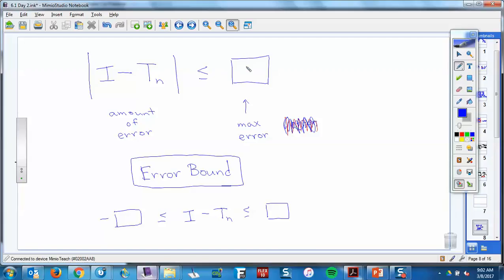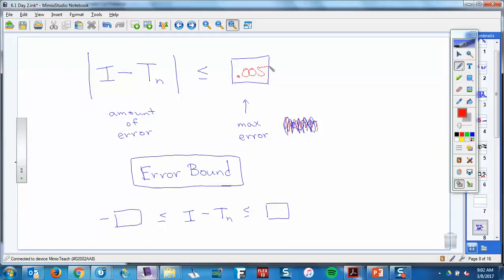So here's our little formula. Now, I changed it a little bit from yesterday. Yesterday we said that this was equal to our amount of error. So now we're going to talk about an inequality. If I give you a problem where I say |I − T_n| is less than or equal to 0.05, I'm saying this is the amount of error. That's what we talked about yesterday, right? Take the exact answer minus the approximation. That's the amount of error. If I want that to be less than or equal to 0.05, what I'm saying is I want my amount of error to be no bigger than this. I just call that my max error, right? So this number in the box is my max error. That's the most I want this to be off.